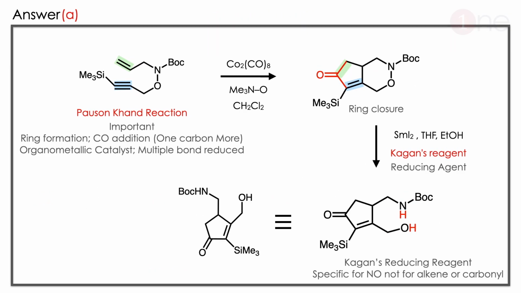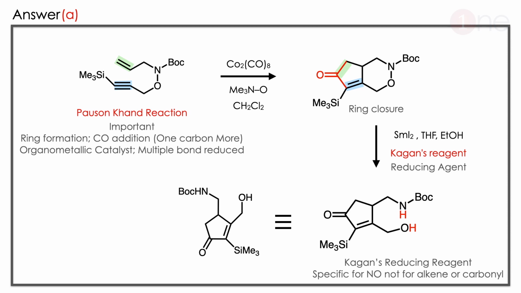The answer is A. Let us see how. Here a double bond is there, a triple bond is there and a silyl group is there. This kind of reactant is well known for the Pauson-Khand reaction. This is very important. Why? Because ring formation occurs and a new carbonyl group is added, and the catalyst is an organometallic catalyst. Hence the yield is also high and multiple bonds are reduced. Here CO insertion and ring closure happen at the same time. Here I have given the color. The double bond gets saturated, the triple bond becomes a double bond, and a ring forms. So many things occur here.